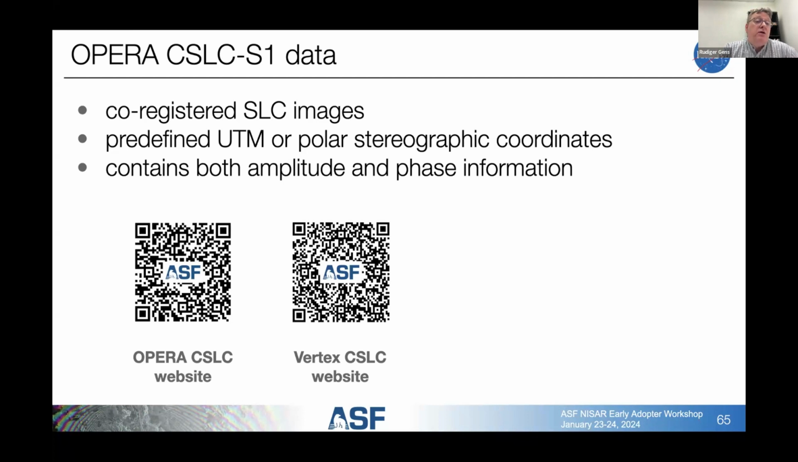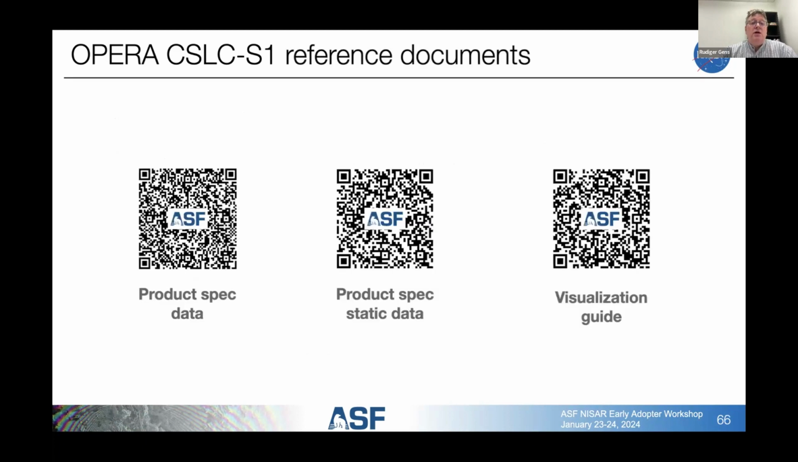Since we're talking about single look complex images, they contain both the amplitude and phase information. So if there's anything that you need to do with the phase information, which is directly a question of interferometry, this is what you will need. If there's anything that requires only the amplitude, you could look at the RTC. I think a couple of these links were actually given by Eric already.